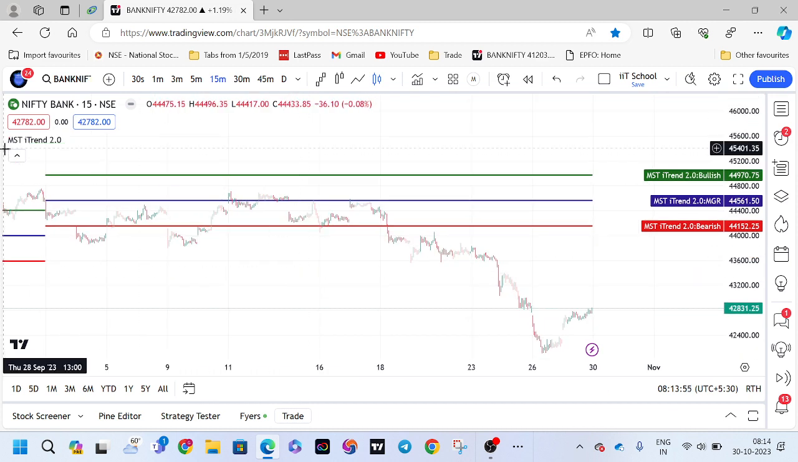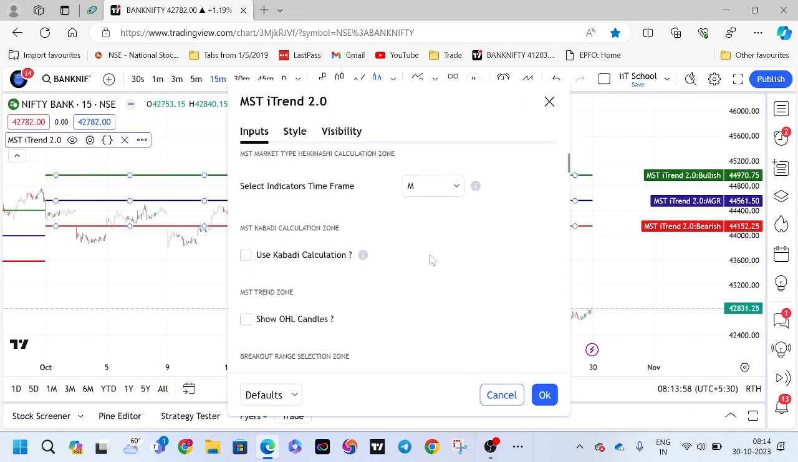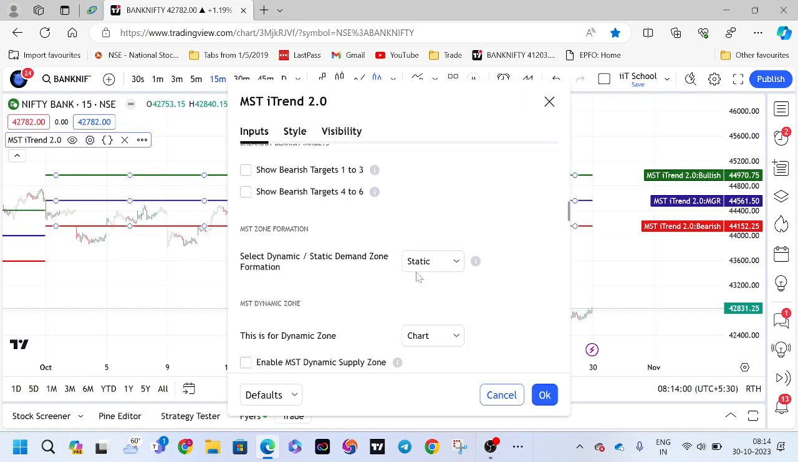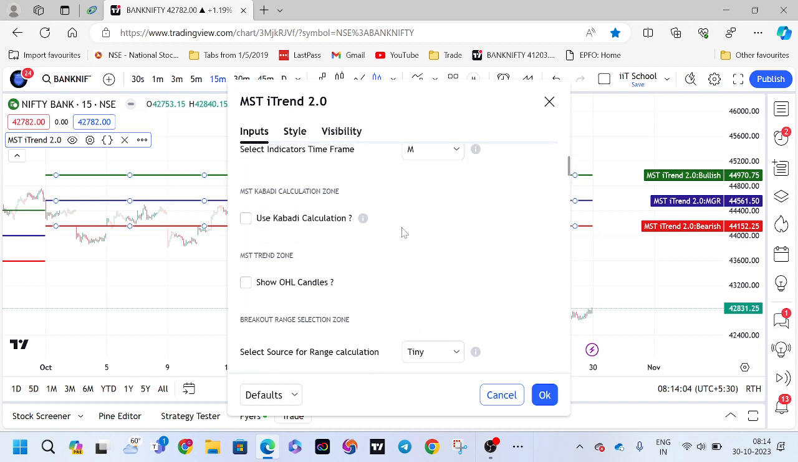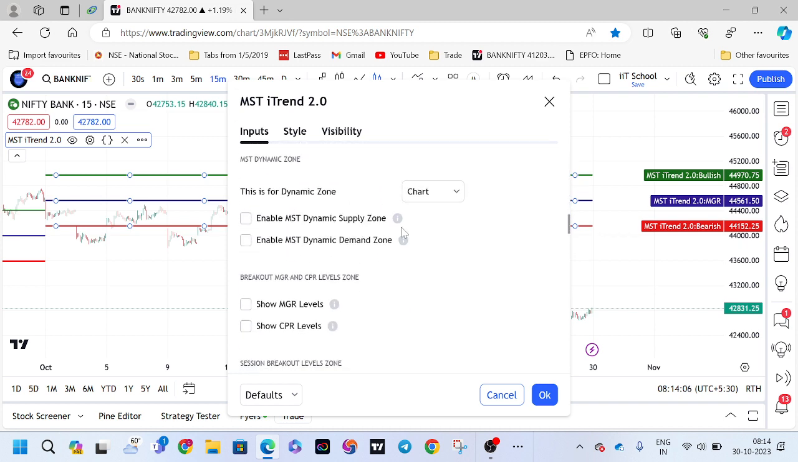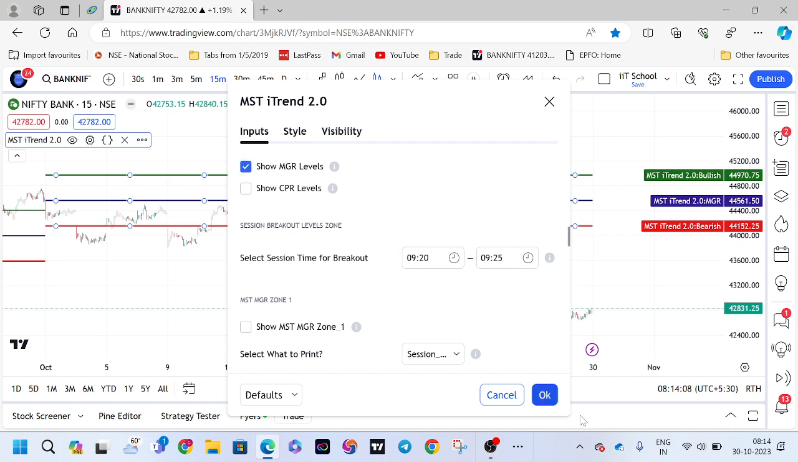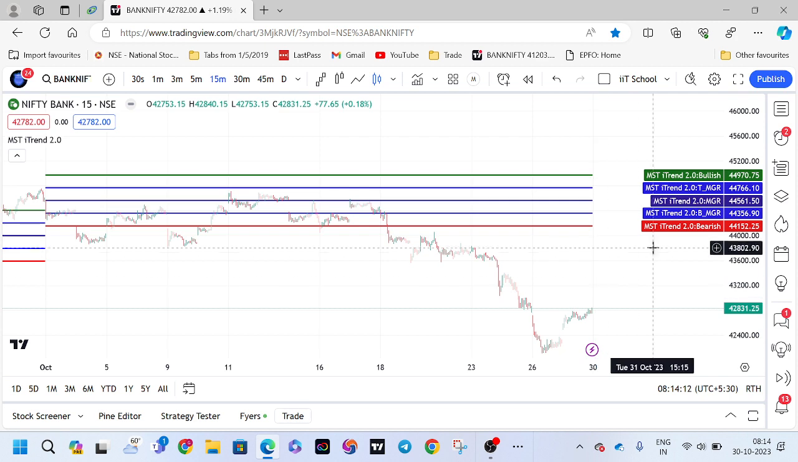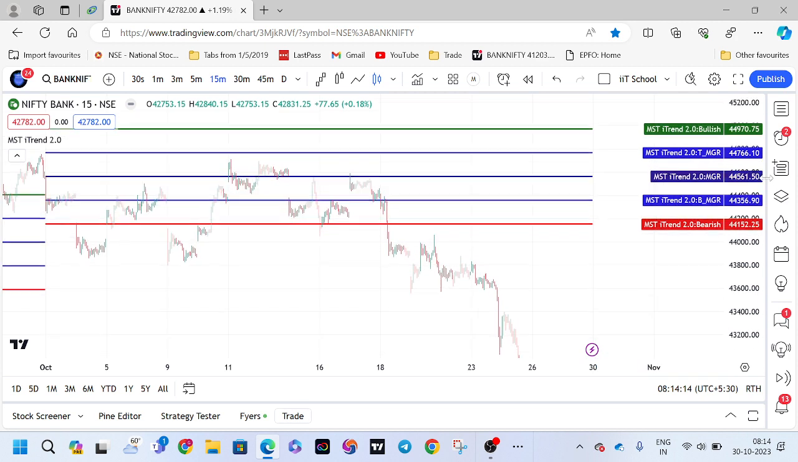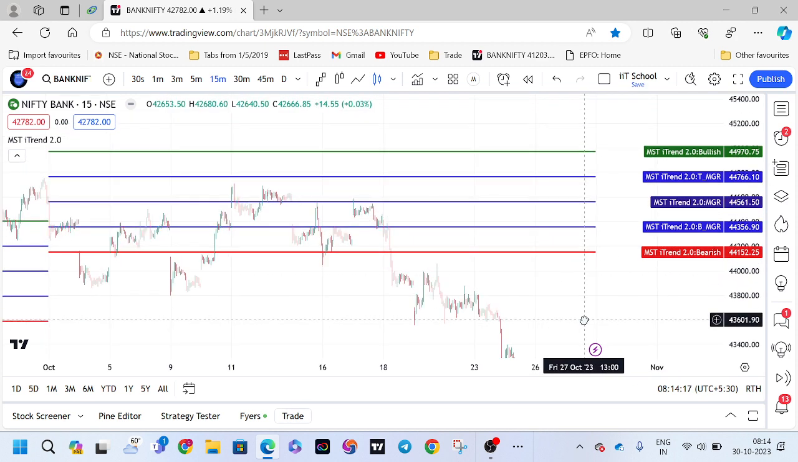In addition, we are giving one MGR level. That MGR level will be formed in between these three lines. Where is that MGR? So this will be formed. It looks like a CPR inside the CPR.